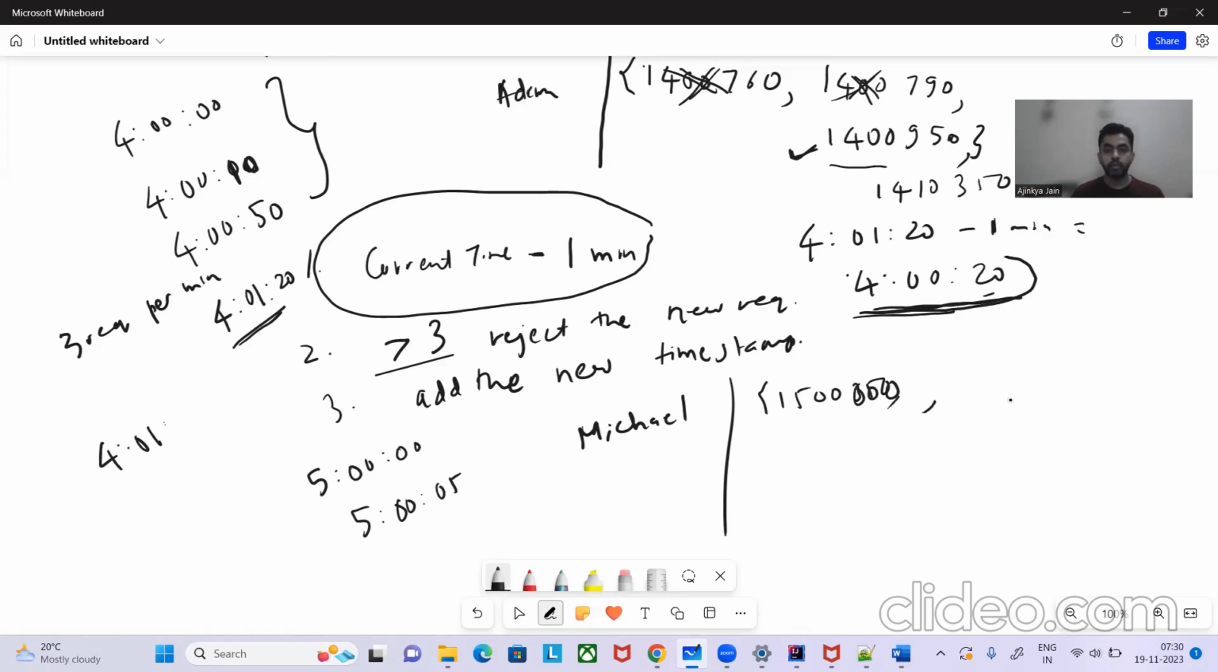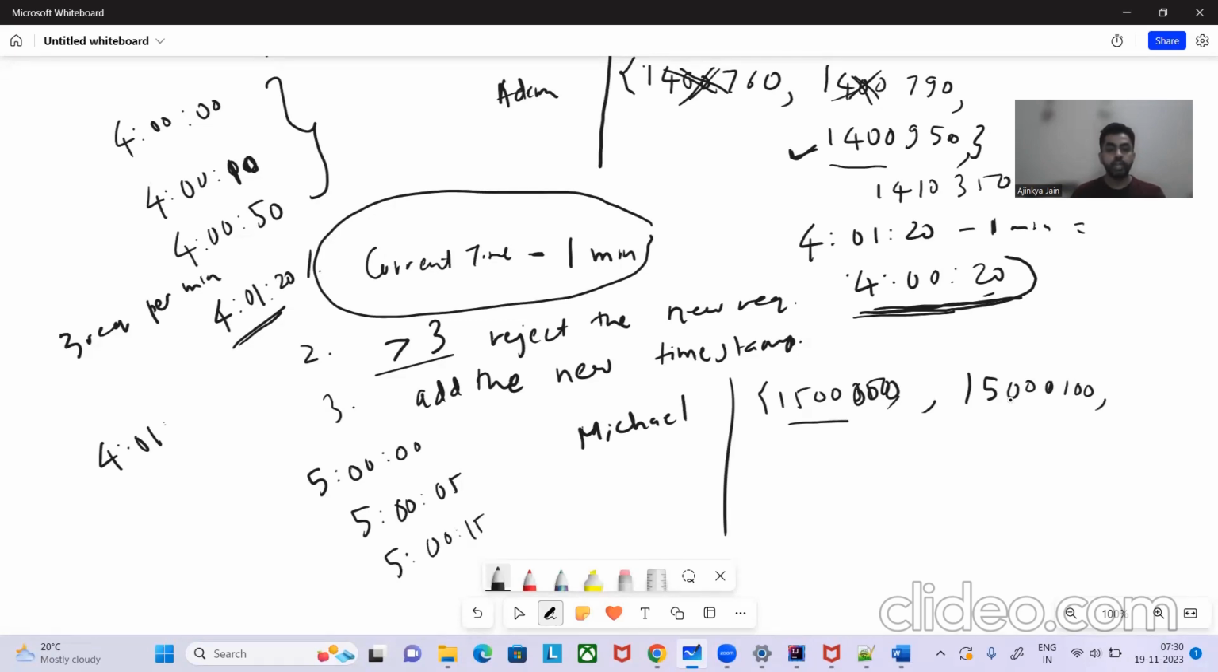At 0.5 seconds, right? According to this, we don't have any older timestamp greater than 1 minute. Also the requests are less than 3, only one request we have. So we'll add this as well, at 15.0. Then another request comes, at 15 seconds.